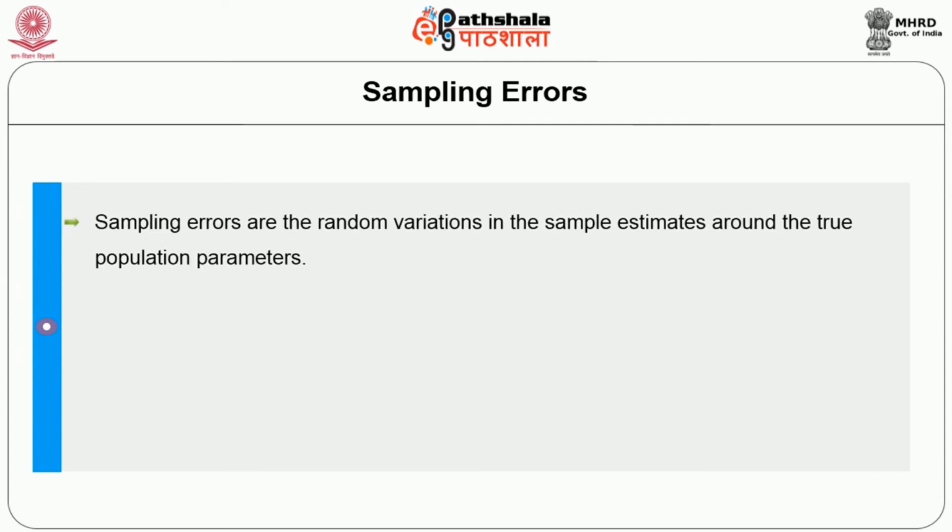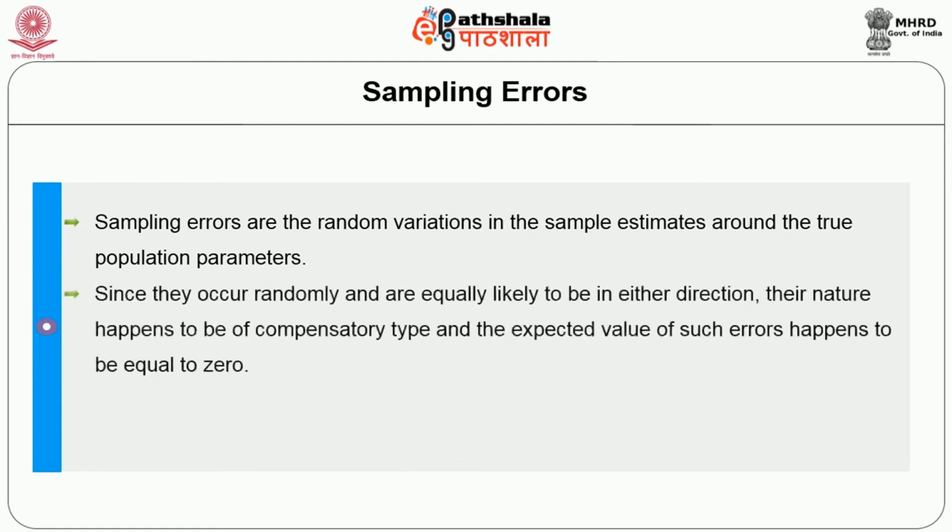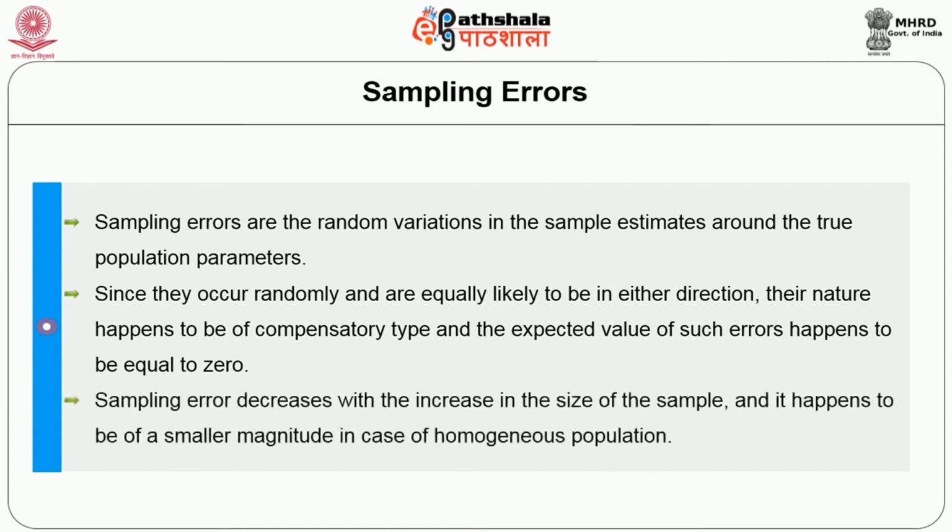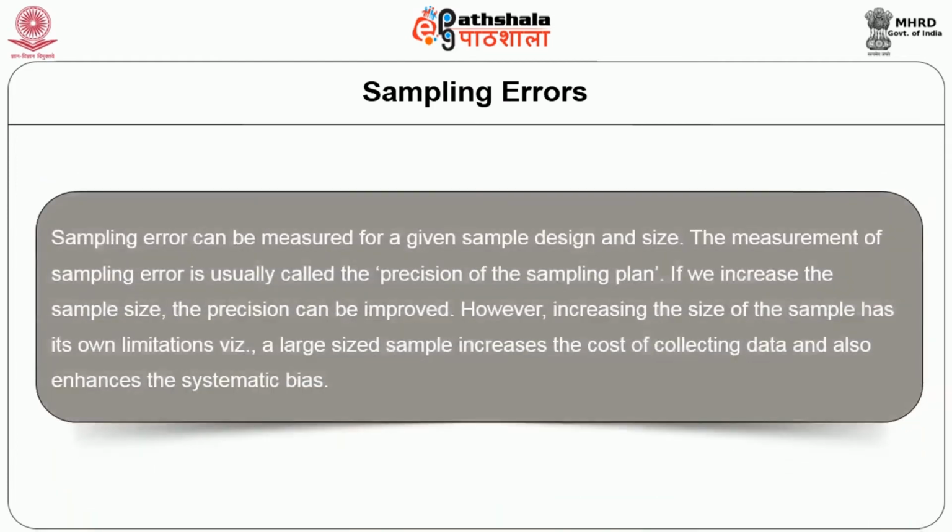Next, we come to sampling error. Sampling errors are the random variations in the sample estimate around the true population parameter. Since they occur randomly and are equally likely to be in either direction, their nature happens to be of compensatory type and the expected value of such errors happens to be equal to 0. Sampling error decreases with the increase in the size of the sample, and it happens to be of a smaller magnitude in case of homogeneous population.